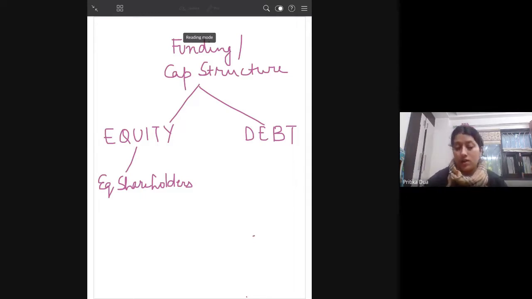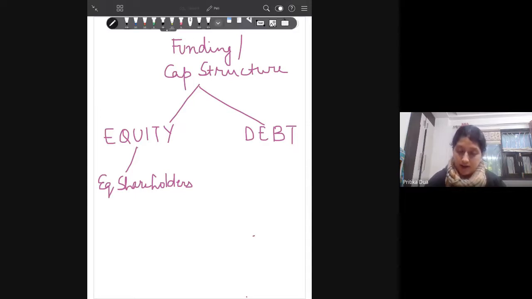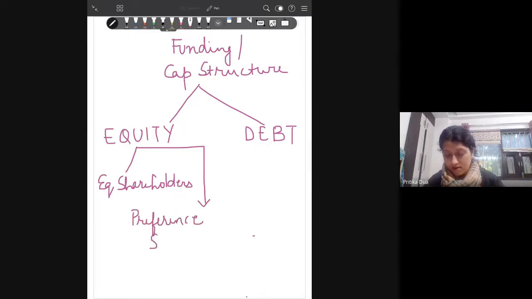Now, under shares of the company, we also have another category, which is the preference shareholder. Now, there is a difference between equity shareholders and preference shareholders, but before that, I will also throw light on debt. Now, debt is borrowing that is made by the firm from the general public.